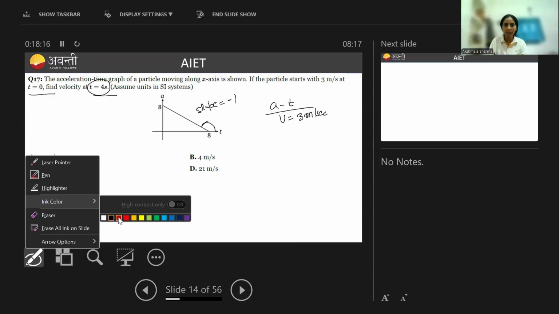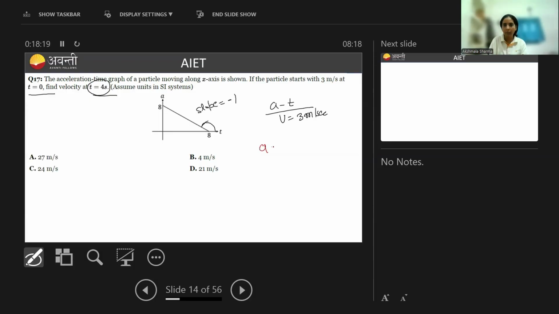So if you write the equation of acceleration, a equal to minus m x, here instead of x it is t, so this is -1 into t plus c, the y intercept. So here y intercept is 8, so this is this. Acceleration is this. We have to calculate velocity at 4 seconds. So a you can write as dv by dt. This is 8 minus t. Okay? dv can be written as 8 minus t dt. Now you just need to integrate it.